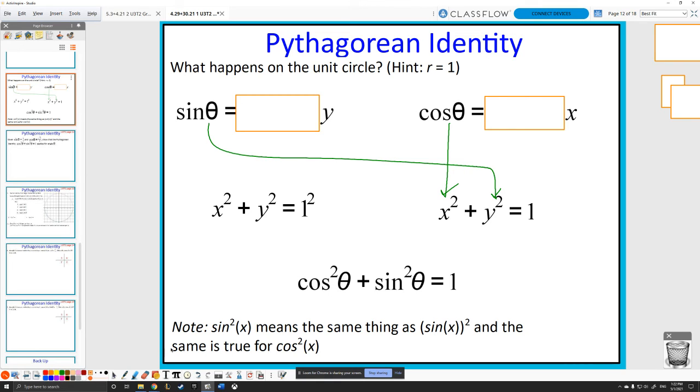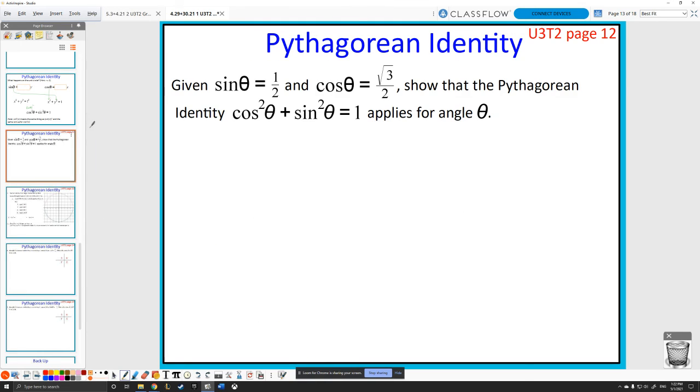Cosine squared written out this way is exactly the same thing as cosine theta squared, the way I have written out here. But like I said, mathematicians are lazy. We are very lazy. So we try to not have this much writing in there. So this notation just means the square. Okay, so let's take a look at how we use this. Given sine and given cosine values, show that the identity is true.